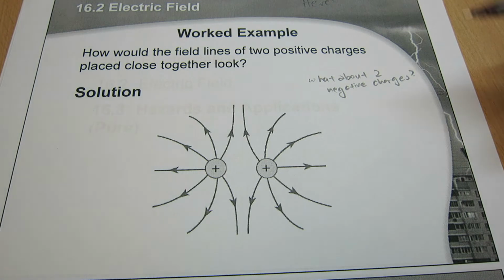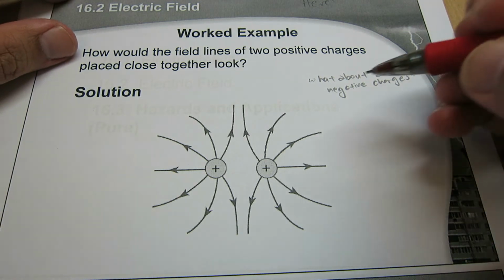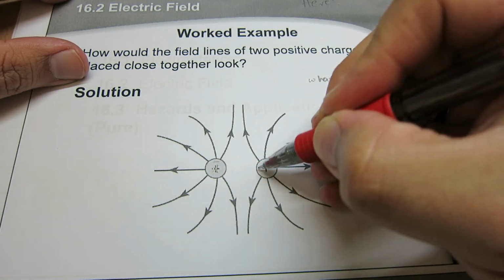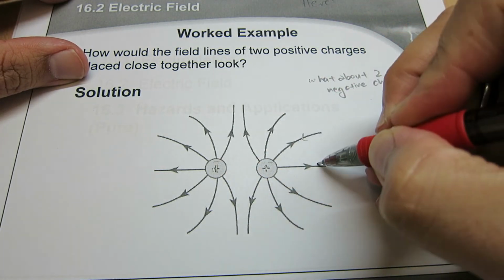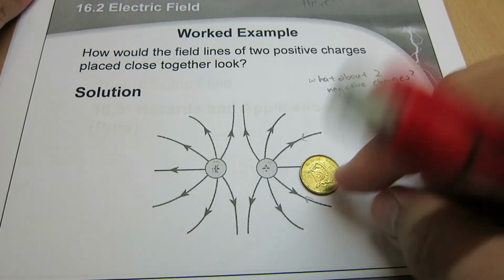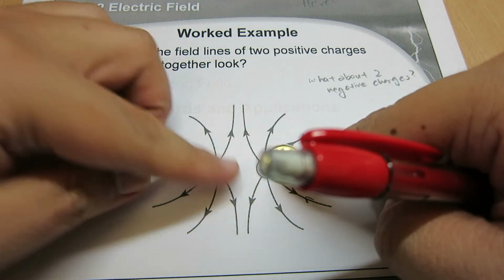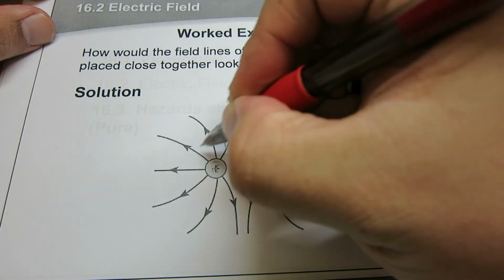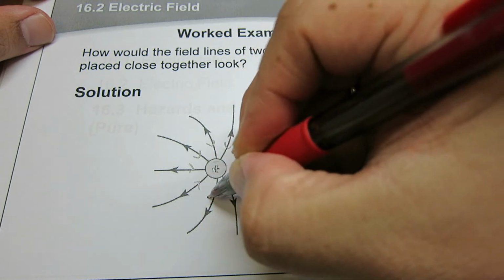Alright, so how would two negatively charged objects look like? If I replace this with negative, then the only difference is that all the arrowheads will point inwards towards the negative, because remember, test positive charge, and if this is negative, it will attract inwards. So it will all just be drawing inwards.